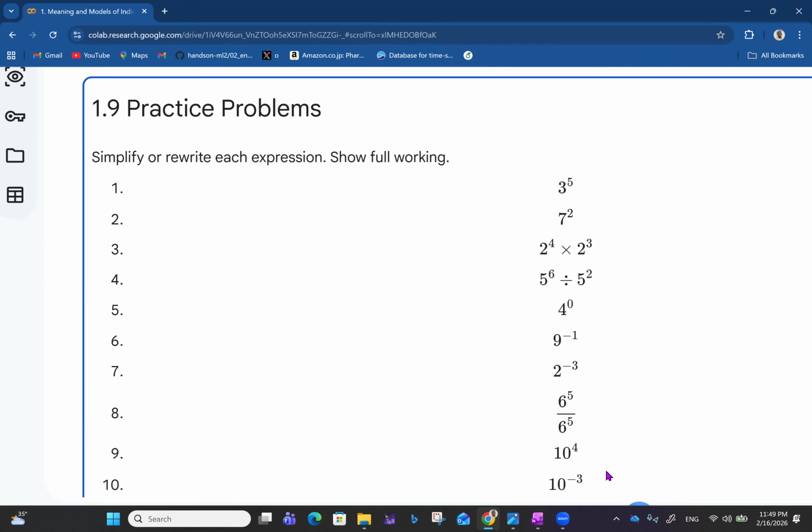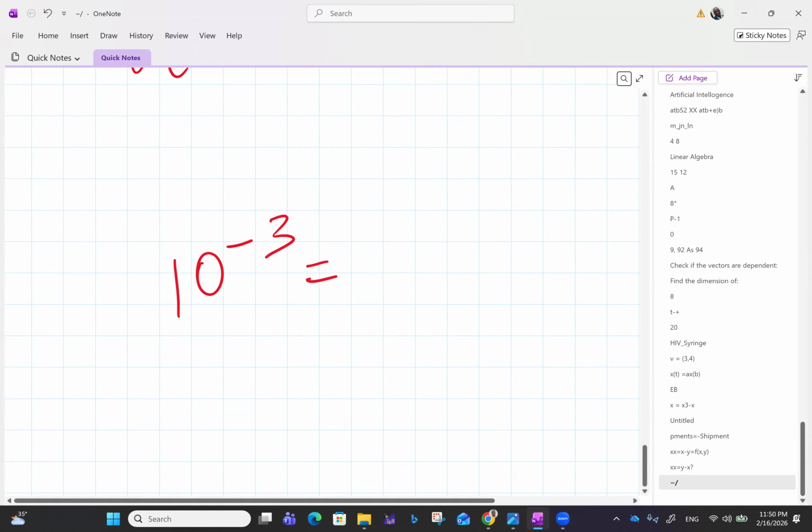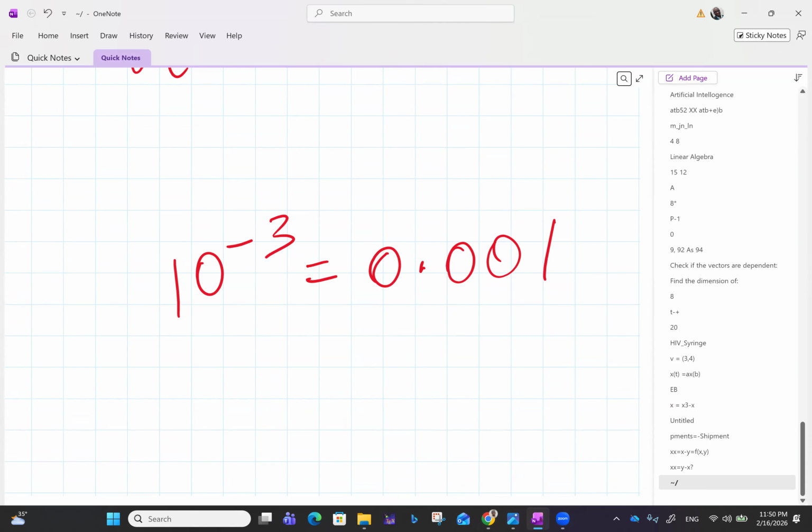And 10 raised power minus 3, of course, that will be 0.001, right? So 10 raised power minus 3 is 0.001. So for you to get that back, now it will be 1, 2, 3. Because this is where it's after 1 that it becomes minor, so you move like that to the right.